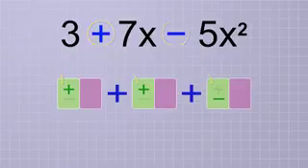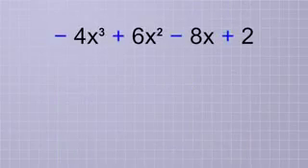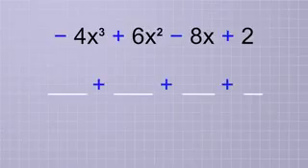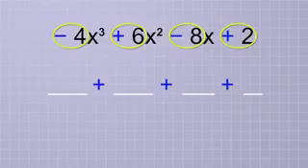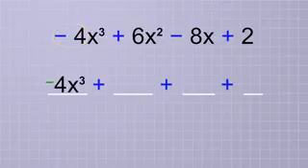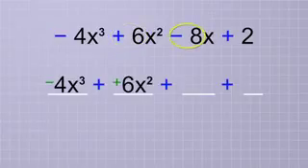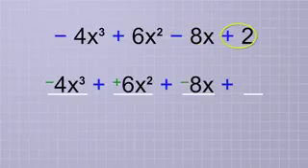For example, if you have this polynomial, you should treat it as if all of the terms are being added together and use the sign that's directly in front of each term to tell you if it's a positive or a negative term. The first term has a coefficient of -4, so it's a negative term. The next term has a coefficient of +6, so it's positive. The next term has a coefficient of -8, so it's negative. And the constant term is just +2.